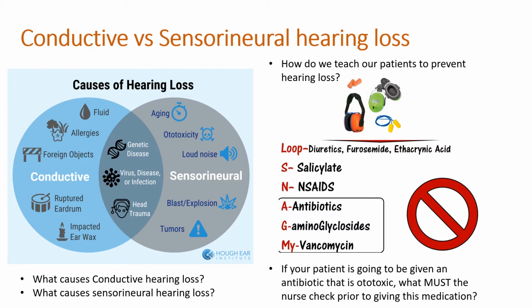What causes sensory neural hearing loss? This is going to be aging. This is where the nerves are going to change, so loud noises that affect the nerves. If your patient shoots a gun and isn't wearing protection, goes to concerts, or blasts their music too loud for a long enough period of time, they can actually get sensory neural hearing loss. Blast, explosion, tumors, and medications that affect the nerves, which is ototoxicity, like your NSAIDs or aspirin or different antibiotics.